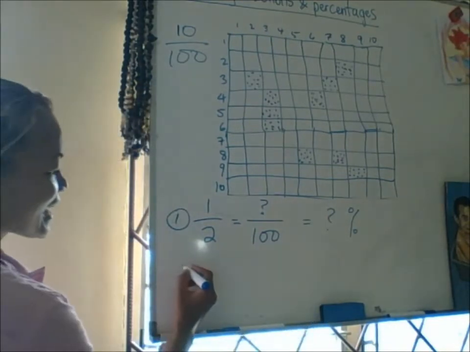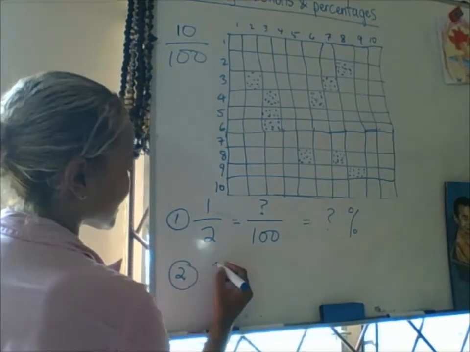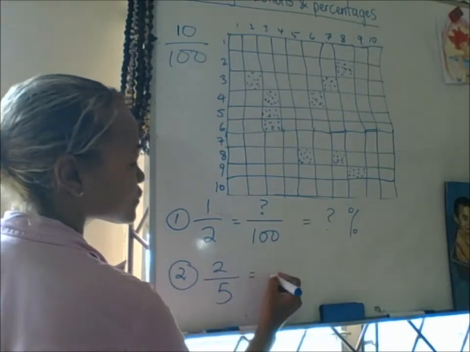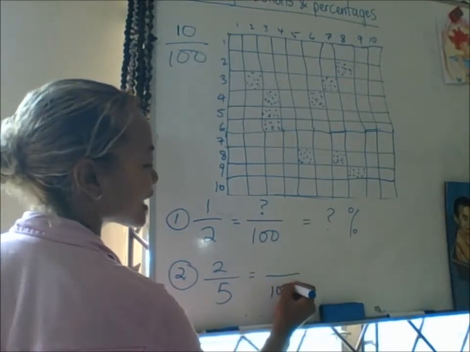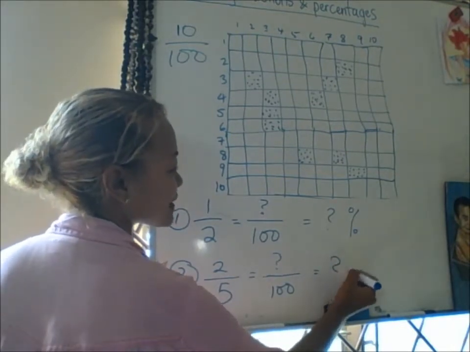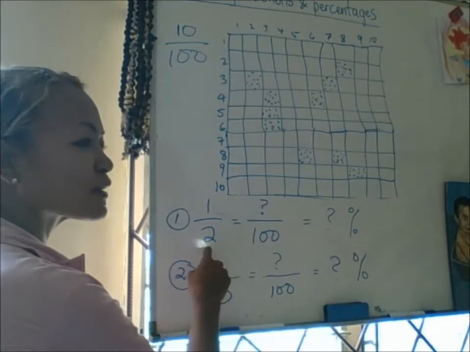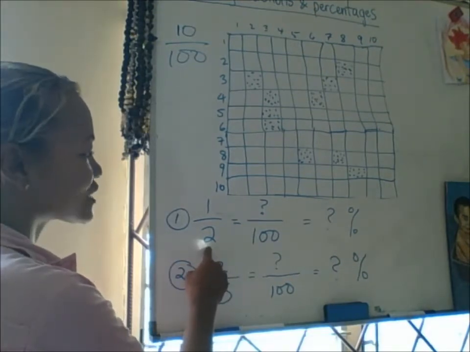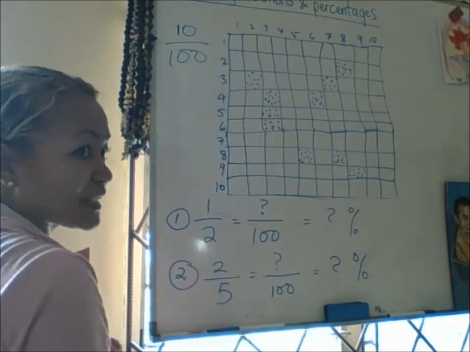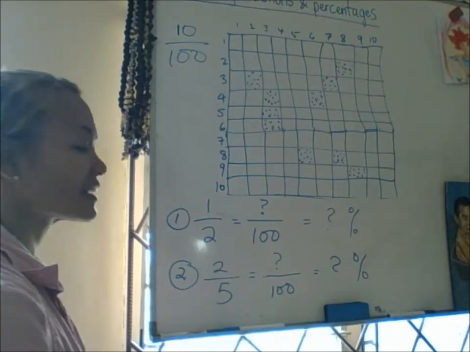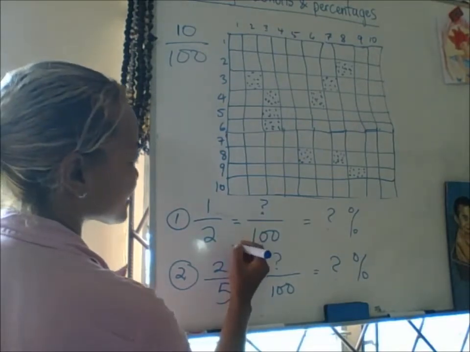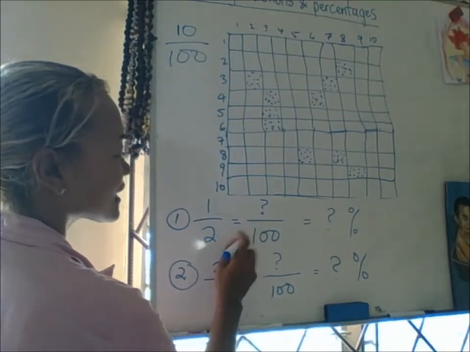And the second one is 2 over 5, which is equal to what over 100, which is equal to what percent? How do you convert the denominator in an equivalent fraction to another denominator? Okay, so you multiply by 50. So here you're multiplying by 50.